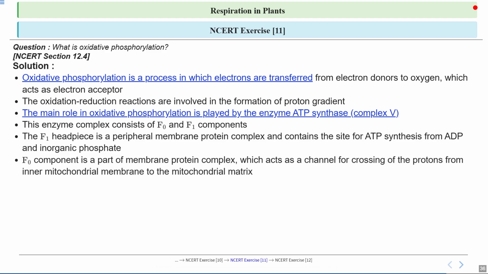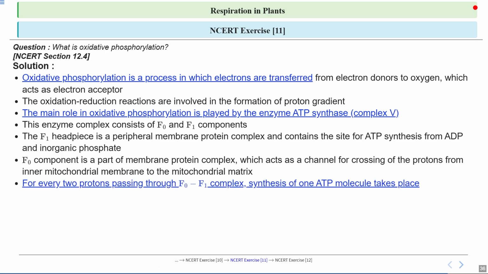Now if we talk about F0, this component is part of the membrane protein complex and it acts as a channel for crossing of protons from the inner mitochondrial membrane to the mitochondrial matrix. So basically when this proton gradient breaks, the energy that is released actually drives ATP synthesis. So these protons move from the inner mitochondrial membrane to the mitochondrial matrix. For every 2 protons that pass through the F0-F1 complex, there is synthesis of 1 ATP molecule.